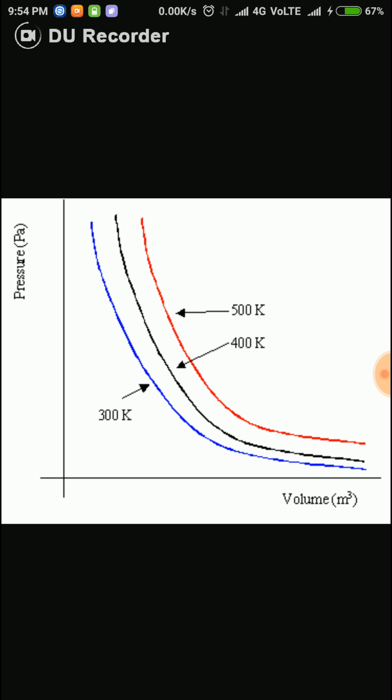Here the specific heat of gas in isothermal process is infinity, but in adiabatic the specific heat of gas is 0. The isothermal process takes so much time, hence it takes place slowly. But the adiabatic process takes place very quickly.